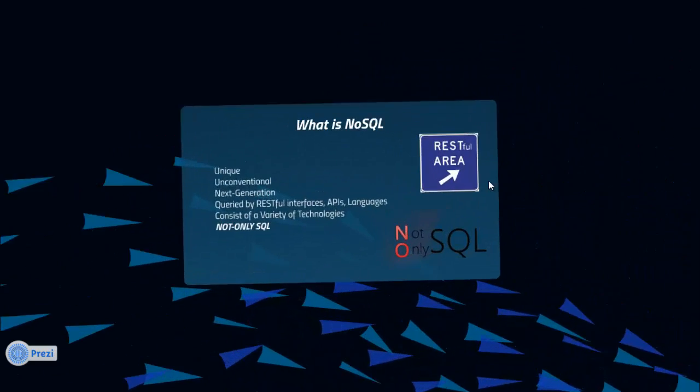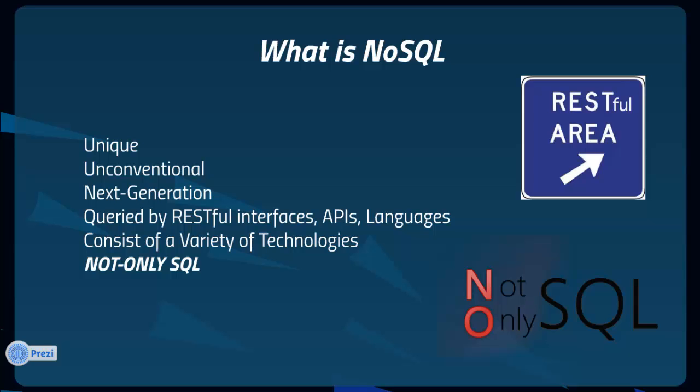So first, what is NoSQL? NoSQL is essentially a unique and unconventional next-generation database model. They usually are queried by RESTful interfaces or APIs, sometimes especially written query languages. Also, NoSQL is not restricted to one single model, but encompasses a variety of database technologies. We will look into some of them, but first let's clarify something about the NoSQL term. The NoSQL term should be used as in "not only SQL", and not as "no to SQL", or "never SQL".